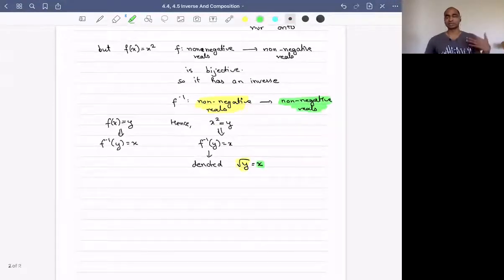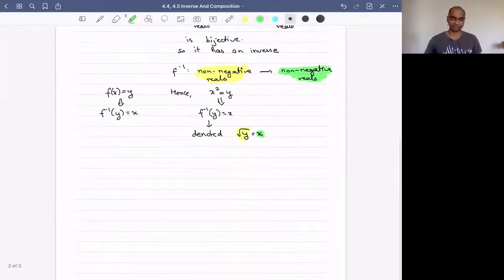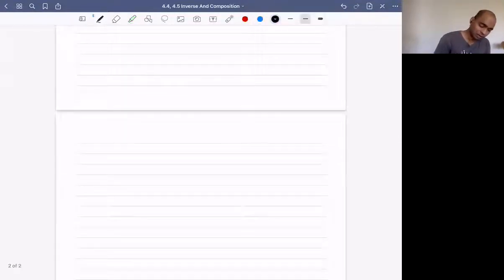Okay, so that's inverse. There is one more reason why that thing is called inverse, and that brings us to compositions of functions.